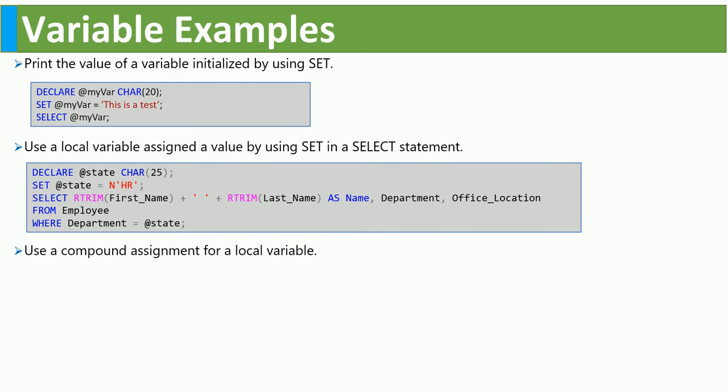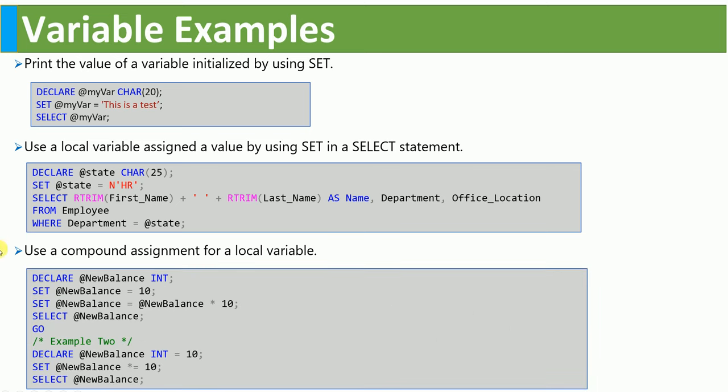Now let's take the next example: use a compound assignment for a local variable. I have given two examples here. Either you can write the query like this or like this. So what is the difference in both queries? In the first, I write declare @new_balance int, and then I set the value to 10.